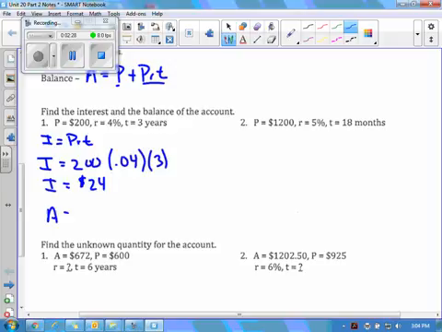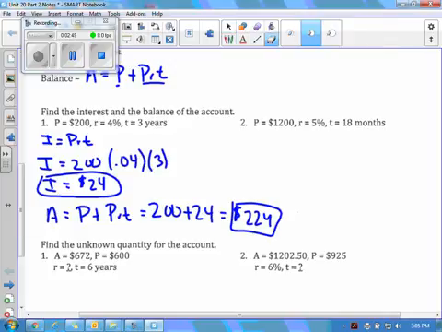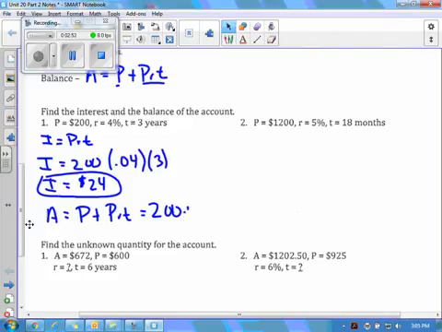Then to find our account balance, that's our principal plus our interest. So that would be our principal of 200 plus the interest we earned, which is 24. And so our account balance would be $224. So again, interest is 24, balance is 224. I'm going to erase some of this to get it out of the way. For the next one, again, we're trying to find the interest.